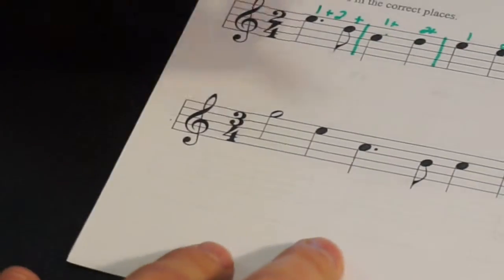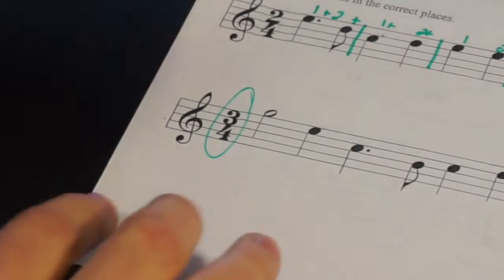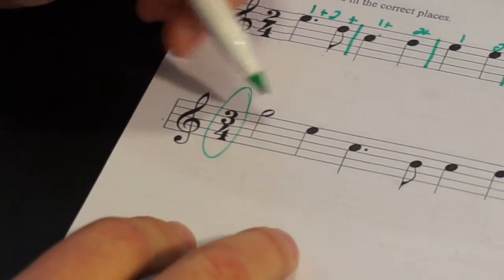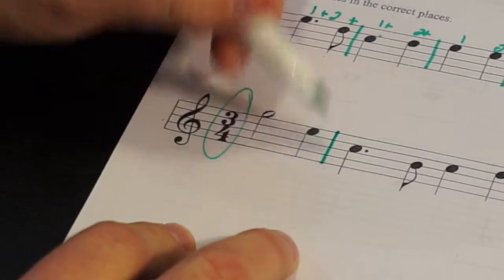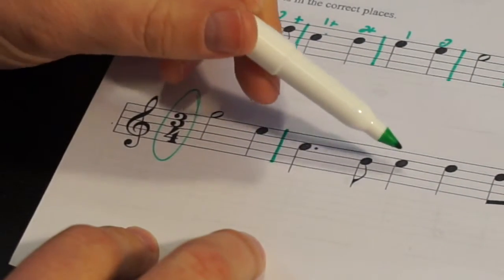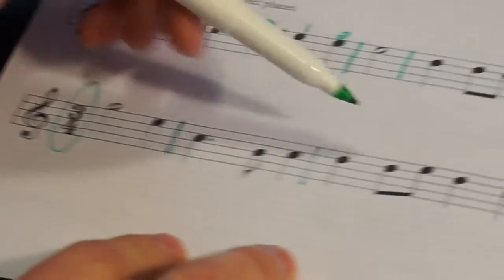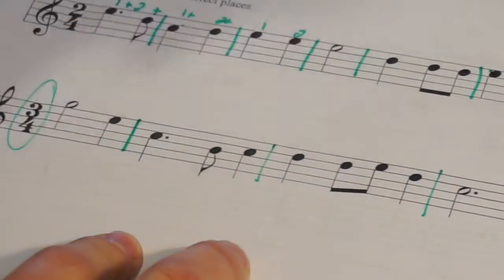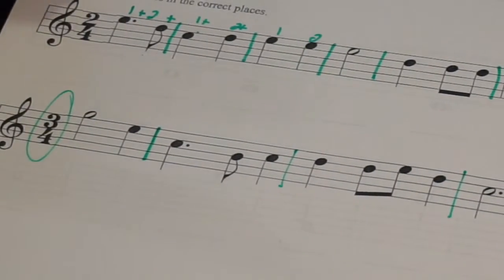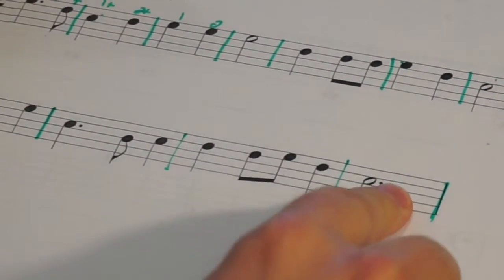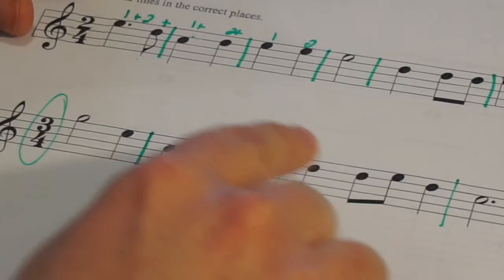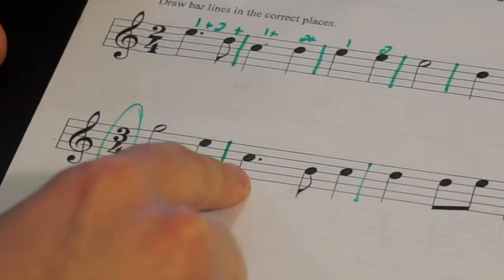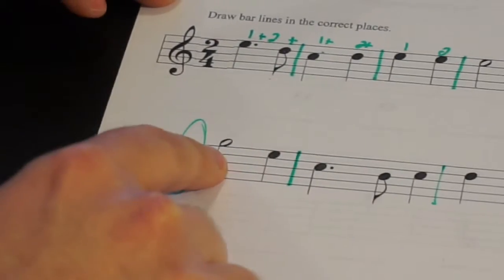Let's do this one together. Notice the time signature. 3/4 time. So we have 3 beats per measure. 1, 2, 3, drop a bar. 1 and 2 and 3, drop a bar. 1, 2 and 3, drop a bar. And 1, 2, 3, right there. Once again, double check yourself. Start at the ending. 1, 2, 3. 1, 2 and 3. 1 and 2 and 3 and 1 and 2 and 3 and.